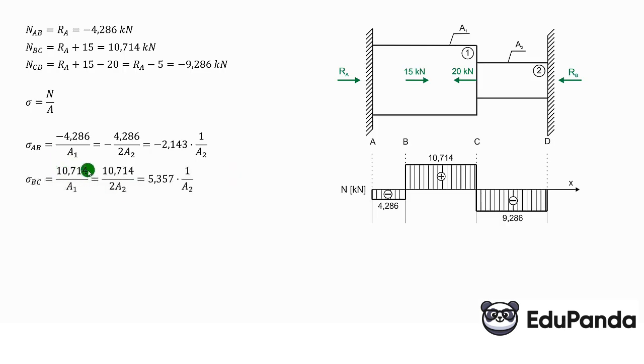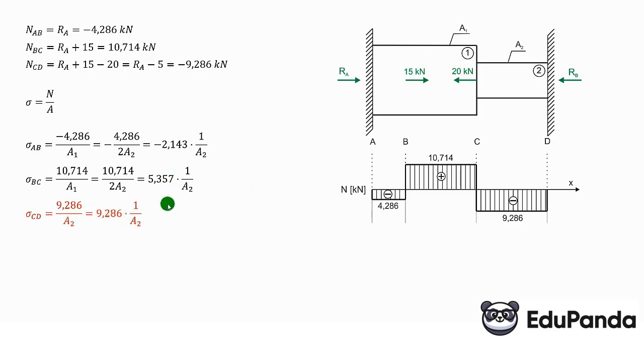So NBC will be divided by A1. A1 is 2 times A2. 10.714 divided by 2 is 5.357 multiplied by 1 over A2. And the stresses in part CD will be 9.286 divided by A2. So here we won't substitute. And we have the result. Now, which stresses are the largest? Well, those in interval CD.